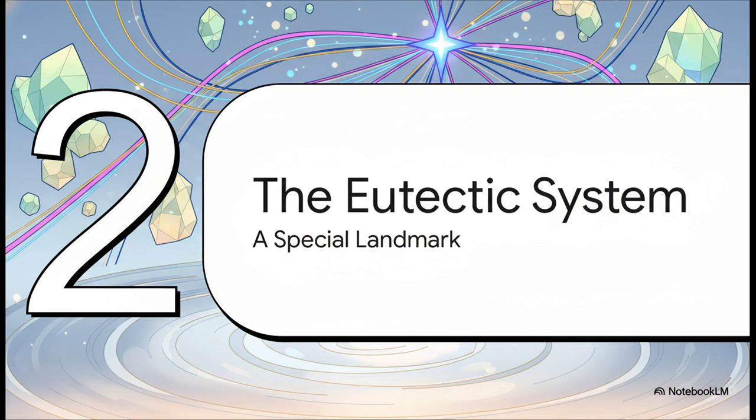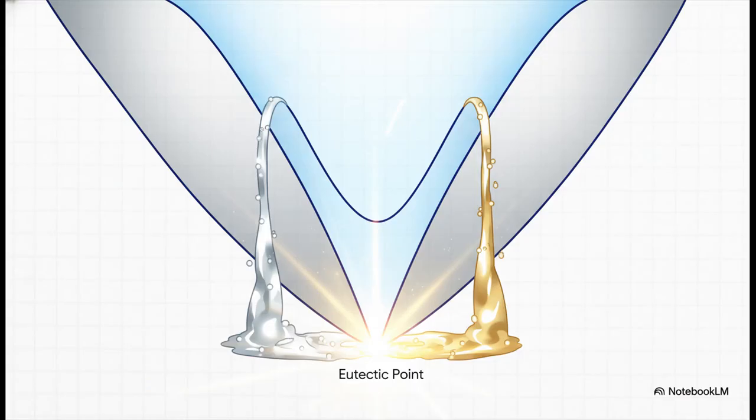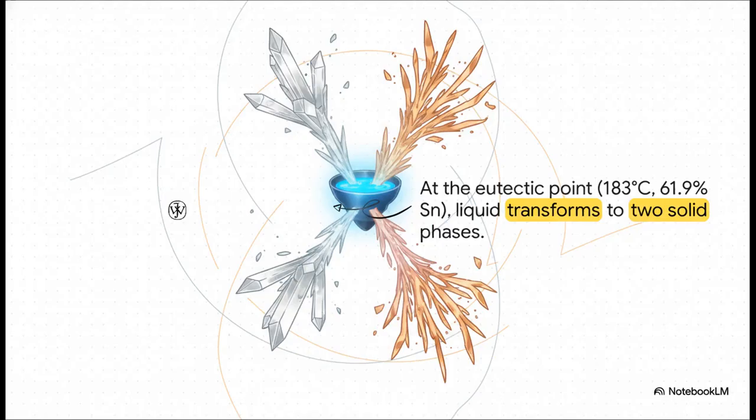Okay, now let's look at one of the most important features on this map. See, this is a special kind of map called a eutectic system, and it has this incredibly useful landmark you need to know about. It's called the eutectic point. You can think of this as the magic mixture. It's the one specific composition that melts and solidifies at the lowest possible temperature for the entire system. It's a real sweet spot. For our lead-tin alloy, that eutectic point is at exactly 61.9% tin and 183 degrees Celsius.